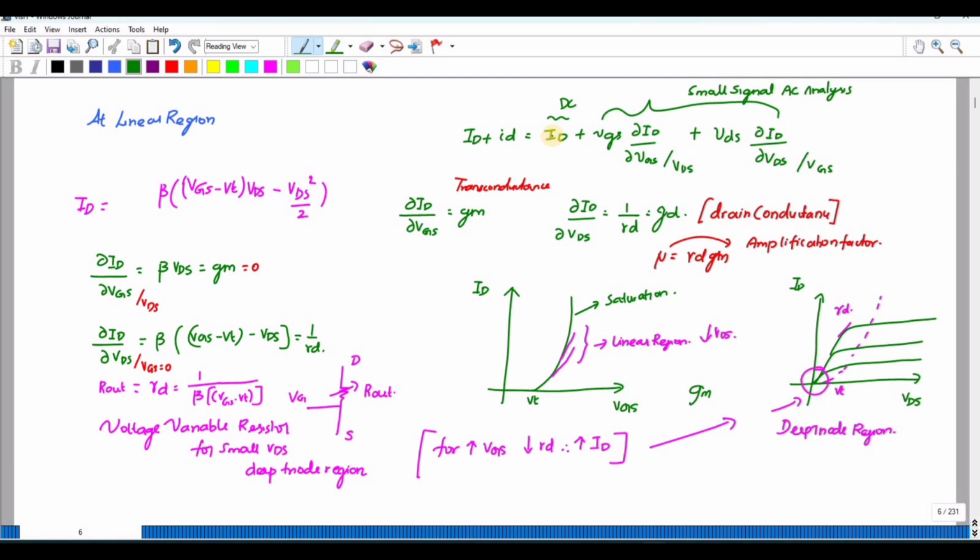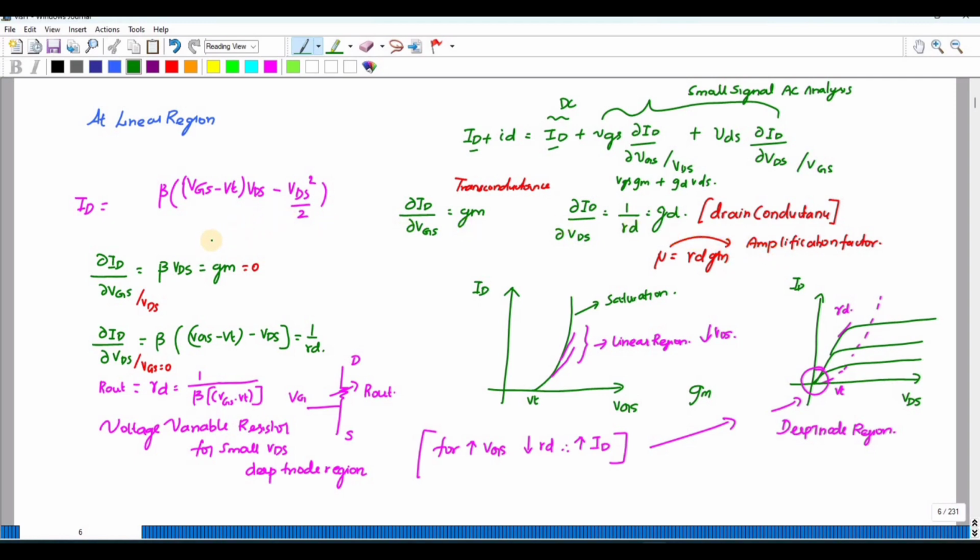I can write this ID, because this is your DC signal, so these two are equal, and this ID is due to GM into VGS plus dou ID divided by dou VDS, which is GD into VDS. So this is your small signal AC analysis value. Let me assume this: GM into RD is equal to mu, where mu is your amplification factor.